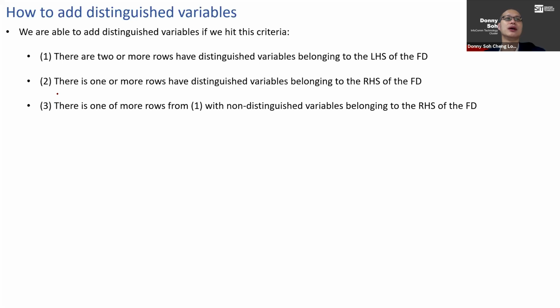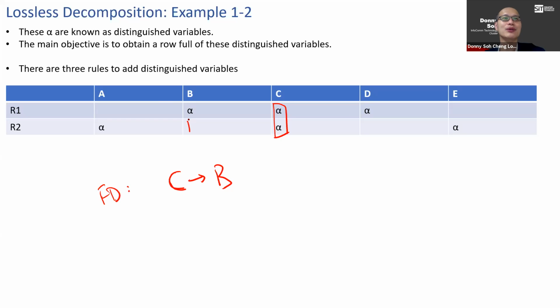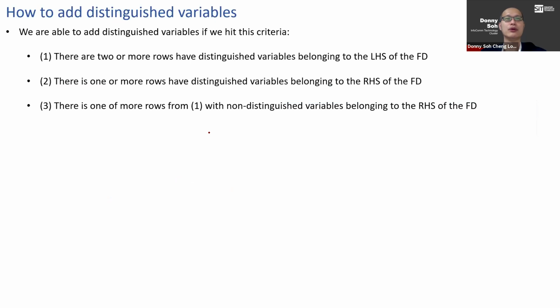And my third condition is this. I want one or more rows with a non-distinguished variable belonging to the right-hand side of the FD. So there's one or more rows here that have a non-distinguished variable belonging to the right-hand side. So this means that I'm able to add a distinguished variable here. Okay, so this is what these three rules mean. It looks very complicated, but when you do it in practice, it's very logical. It means that I'm able to do a join based on the left-hand side of my functional dependency across these two tables.